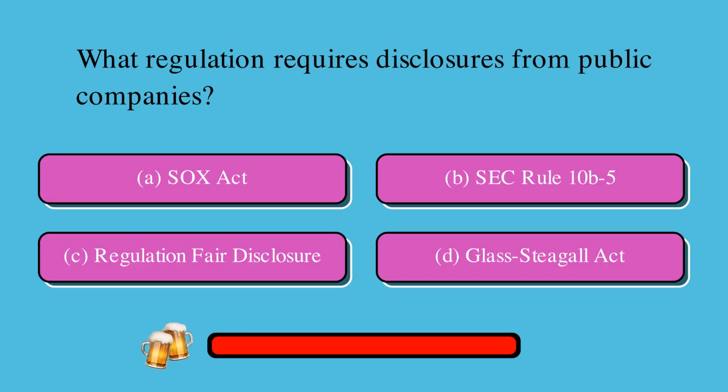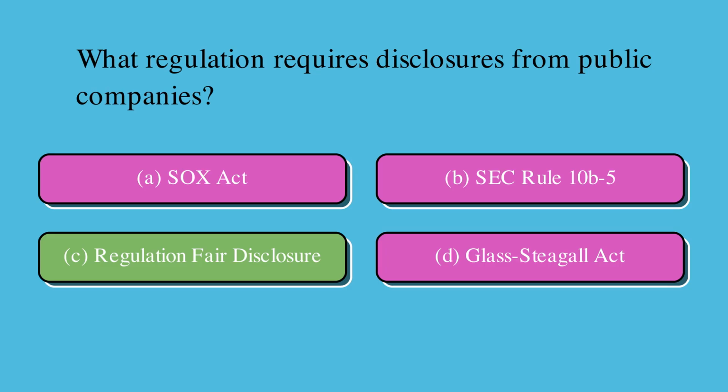What regulation requires disclosures from public companies? Is it A. SOX Act, B. SEC Rule 10b-5, C. Regulation Fair Disclosure, or D. Glass-Steagall Act? The correct answer is C. Regulation Fair Disclosure.